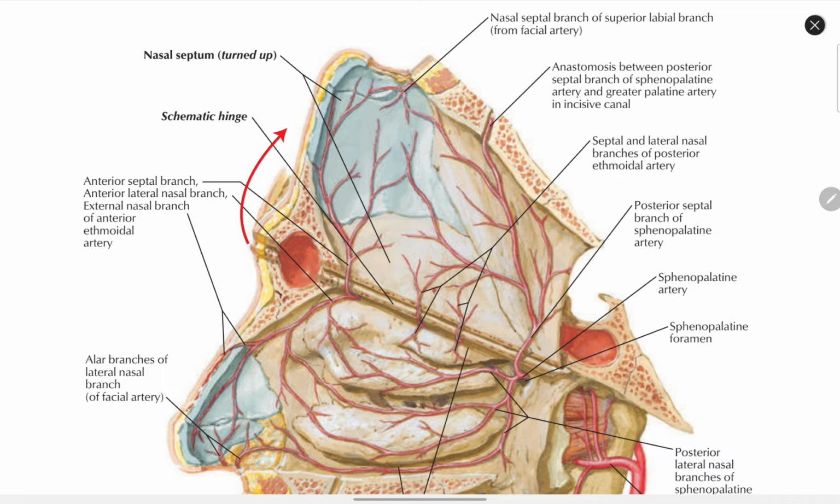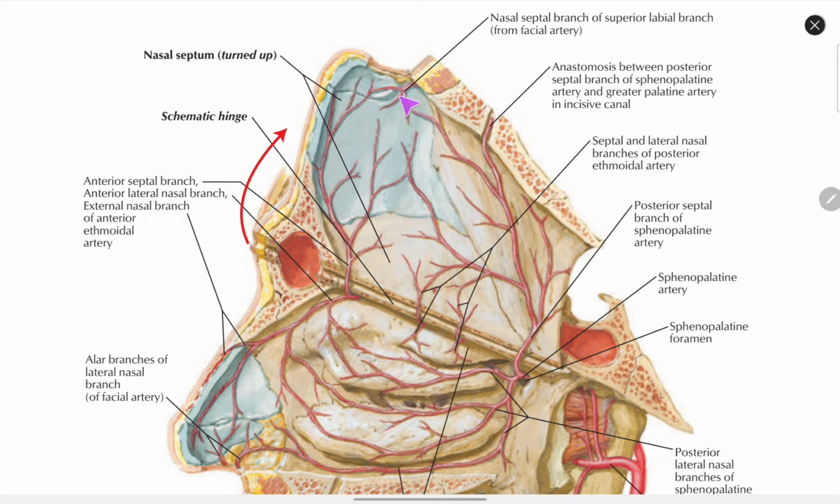Now coming on to the arterial supply, this is the nasal septum which has been reflected. This is the anterior ethmoidal artery, which is a branch of the ophthalmic artery, coming from the internal carotid artery. This is the posterior ethmoidal artery. This is the sphenopalatine artery, which is a branch of the maxillary artery, coming from the external carotid artery. This is the greater palatine artery, which is also a branch of the maxillary artery coming from the external carotid artery.